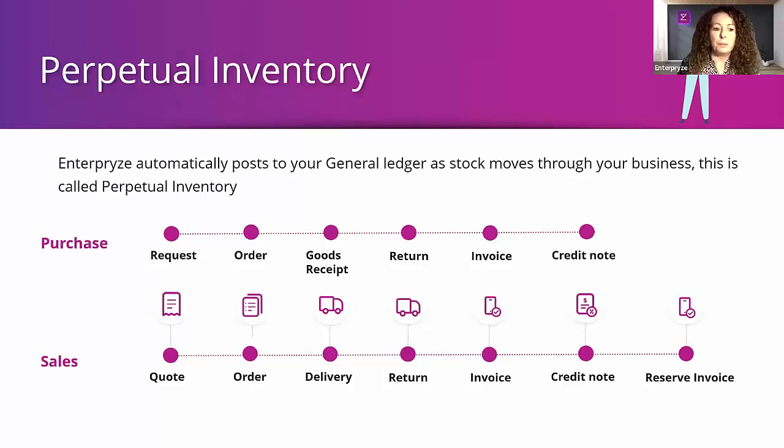So as you can see here on the purchases and the sales, there are two sides. There's the value of the stock, but there's also the quantity of the stock. So when you put through a purchase request, nothing happens in relation to the value and nothing happens in relation to the quantity. We don't get an order from the supplier, not until we do a purchase order.